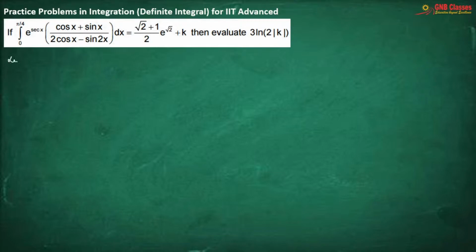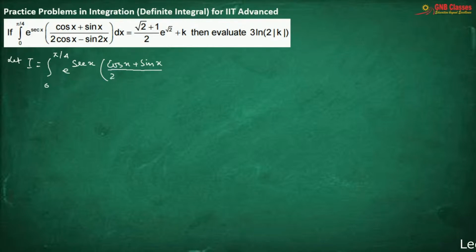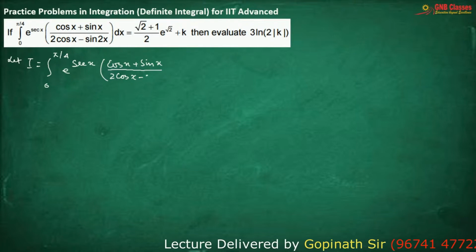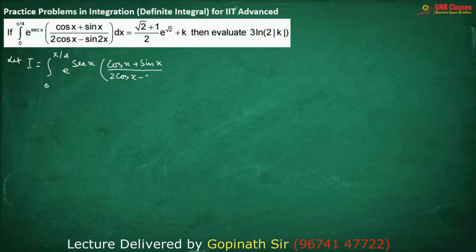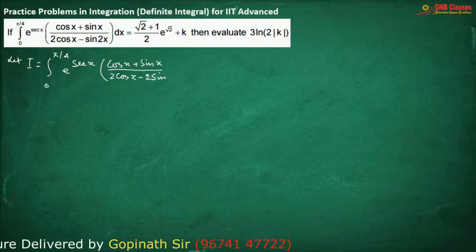Let I equal the integration from 0 to pi by 4 of e to the power sec x into (cos x plus sin x) divided by (2 cos x minus sin 2x). I am expanding it by using the multiple angle formula. It will be 2 sin x cos x, right?